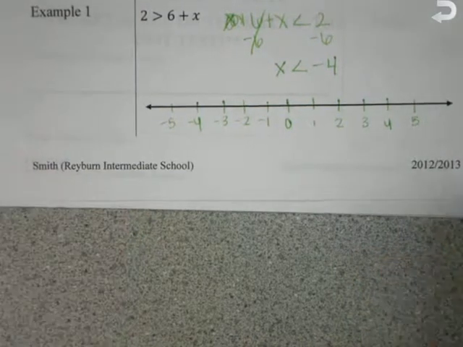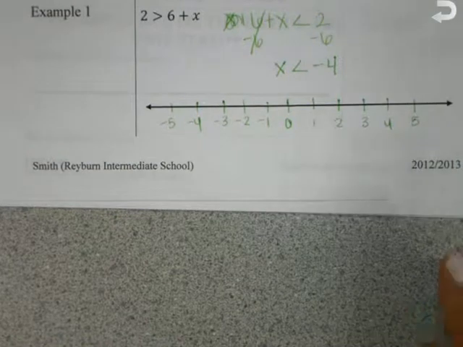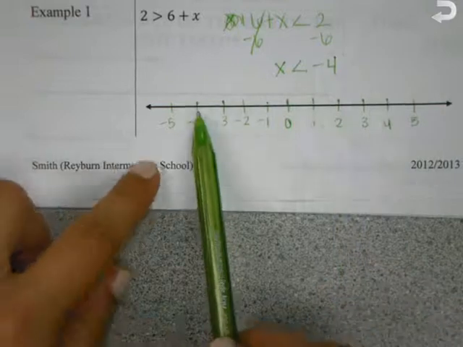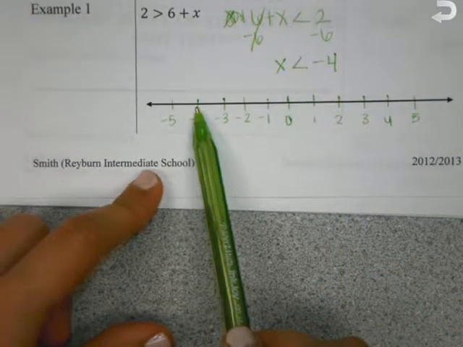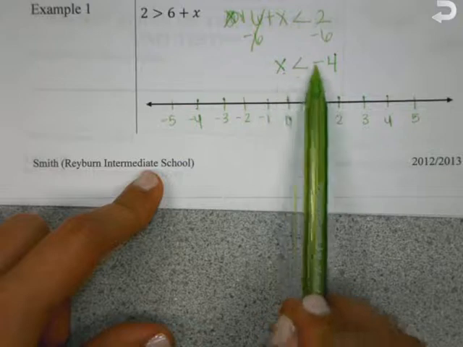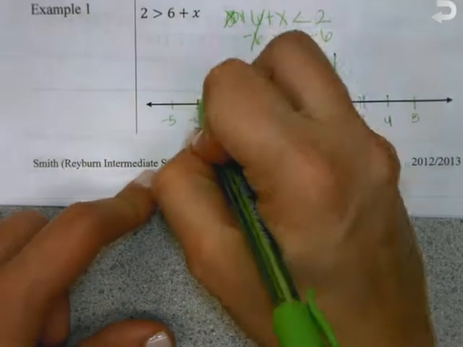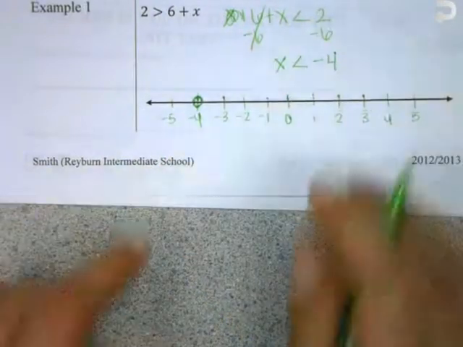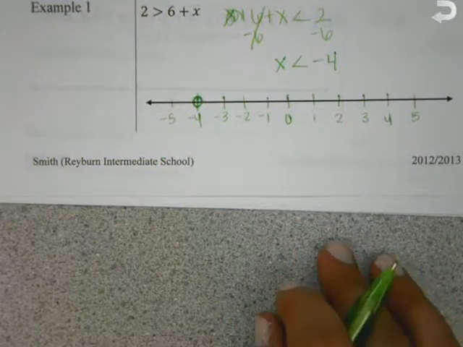Okay, so step 2 is to plot the constant on the number line. My constant is negative 4. So I know I'm going to put a dot at negative 4. Is my dot open or closed? Does this have an equal sign on it? No, so it's open. There's no equal sign. So make sure that you make an open dot, please. If it even remotely looks closed, I have to take points off.